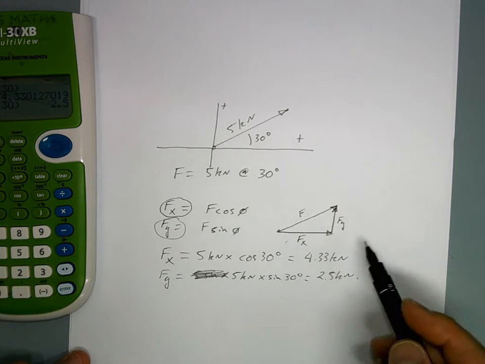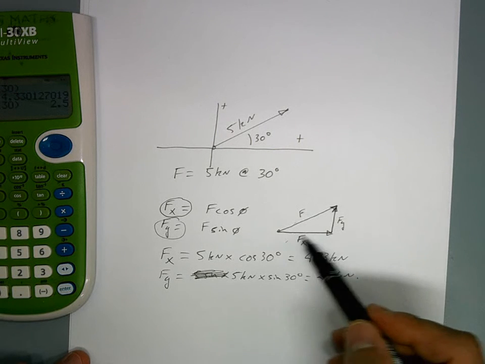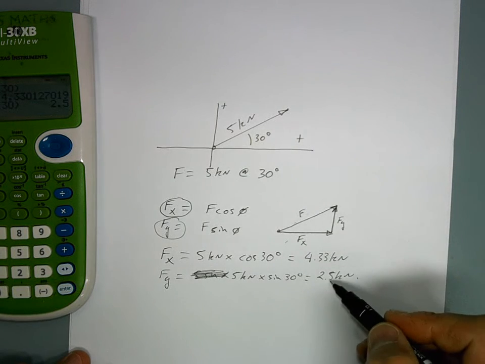So if you were to look at that, it kind of makes sense. This force here is almost as long as that force, so that one is 5 kilonewtons, so this makes a little sense. It's not quite as big. And this one's about half the size of that one, so that's why it's 2.5 kilonewtons.